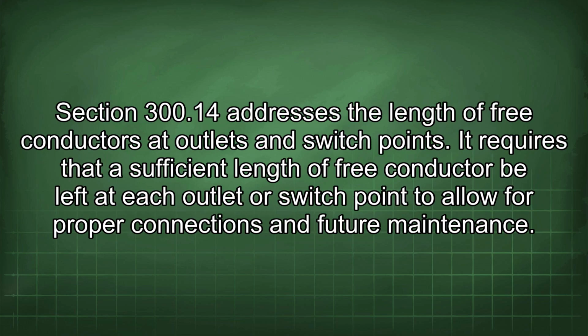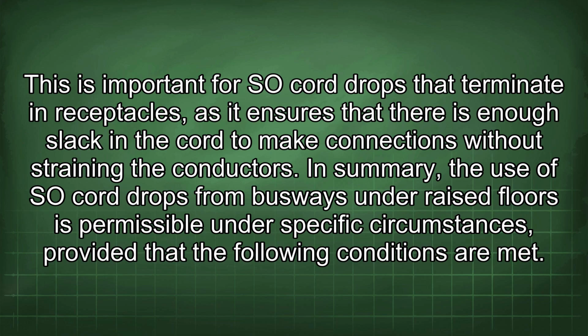Section 300.14 addresses the length of free conductors at outlets and switch points. It requires that a sufficient length of free conductor be left at each outlet or switch point to allow for proper connections and future maintenance. This is important for so-called drops that terminate in receptacles, as it ensures that there is enough slack in the cord to make connections without straining the conductors.